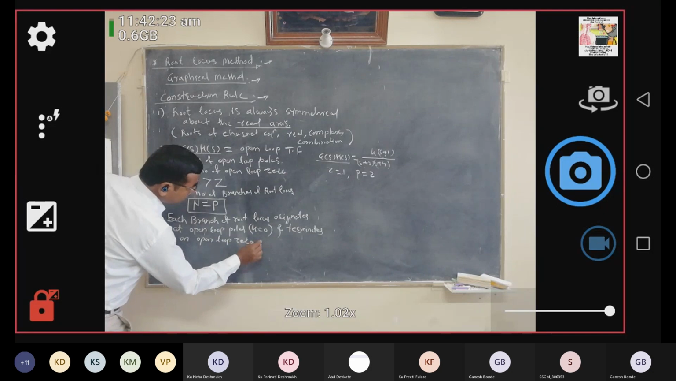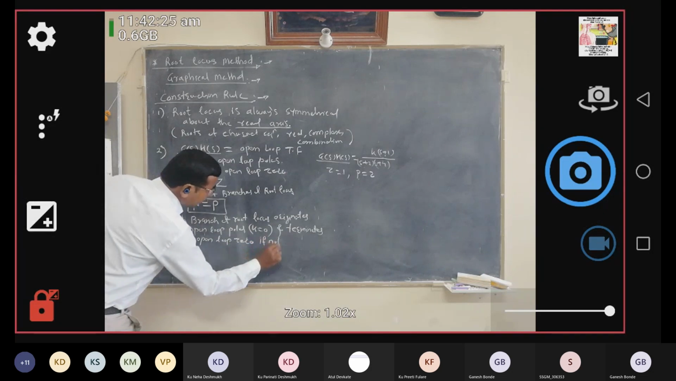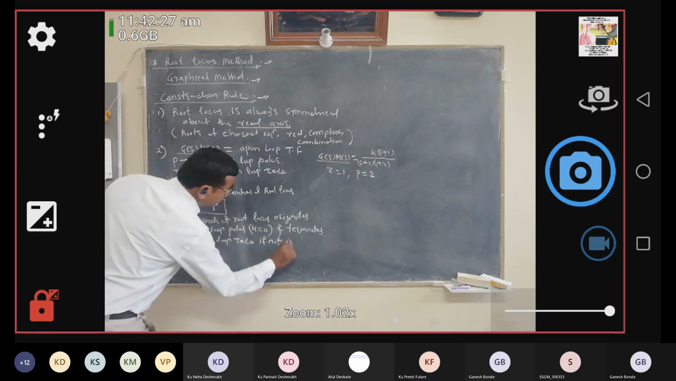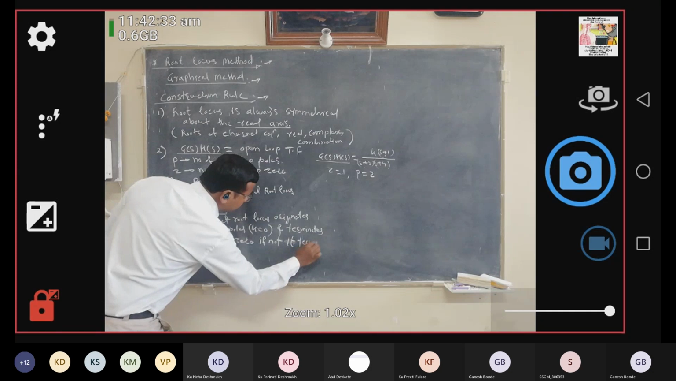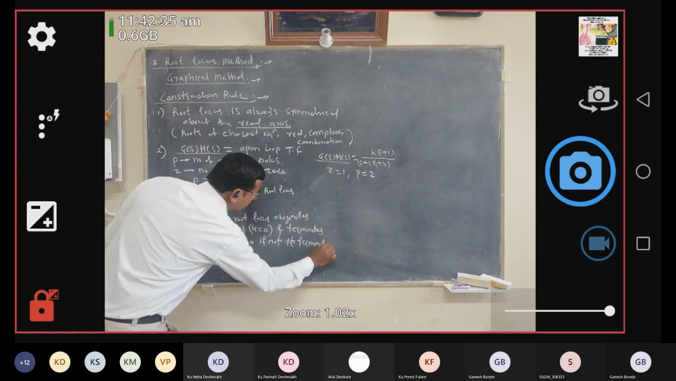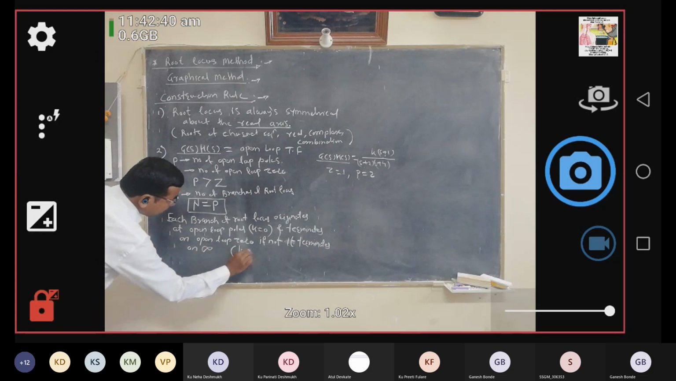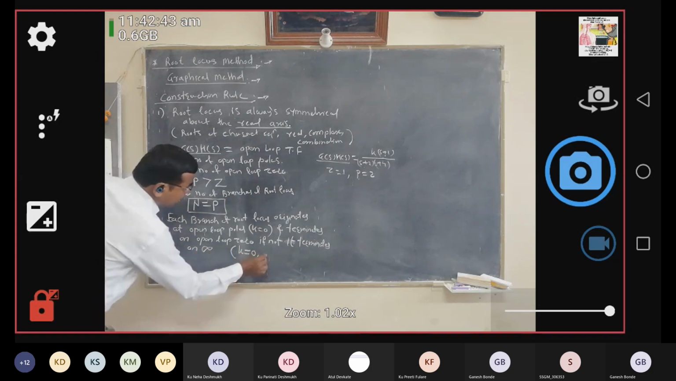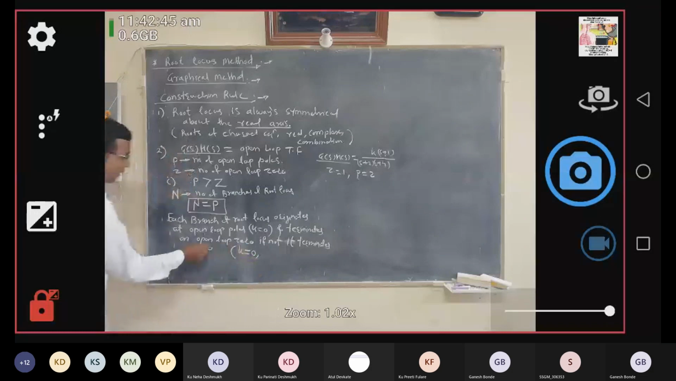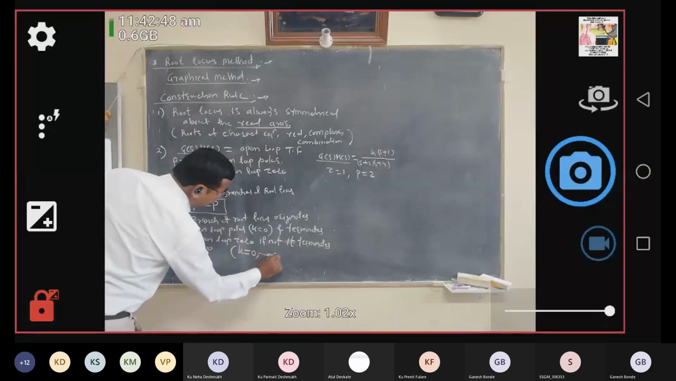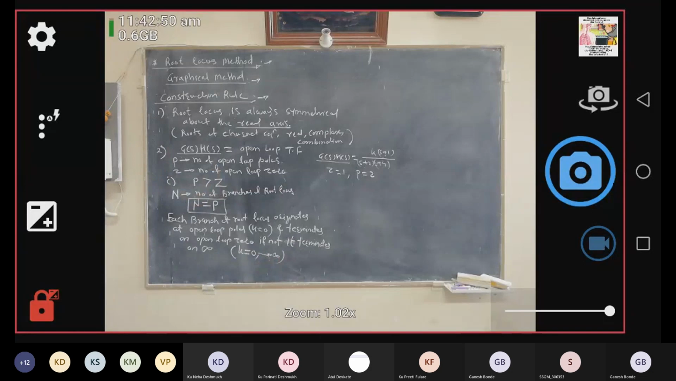If not, it terminates on infinity. So that means your root locus branch starts at K equal to 0 and ends at an open loop zero if present. If not, it may terminate on infinity. Now we find out how many branches are terminating on infinity. It depends on your number of poles and number of zeros.